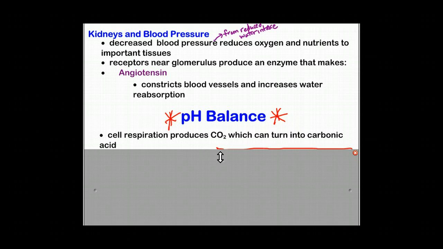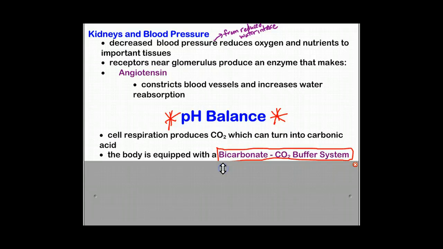For instance, our body reacts best at a certain temperature, it reacts best at a certain pH, and if we have any reactions going on inside our body that bring it outside of that range, we're not working at our optimal amounts for all of these reactions. So what happens is your body has something called a bicarbonate carbon dioxide buffer system.